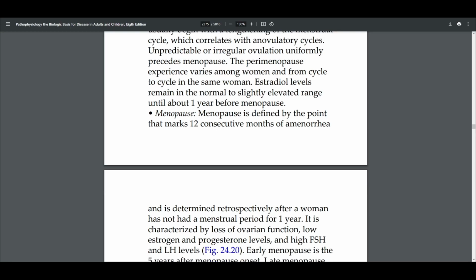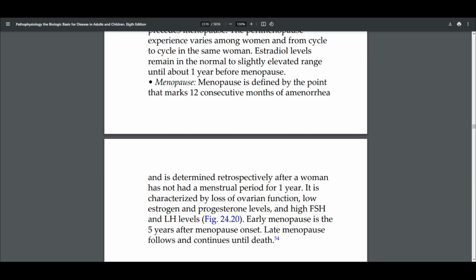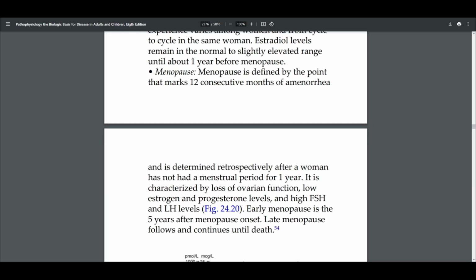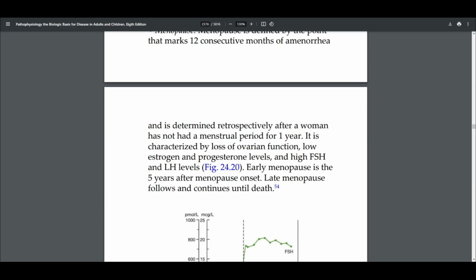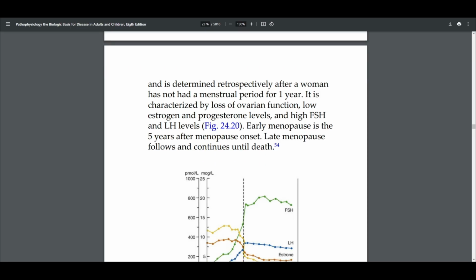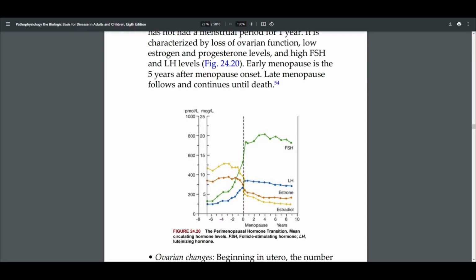Menopause is defined by the point that marks 12 consecutive months of amenorrhea and is determined retrospectively after a woman has not had a menstrual period for 1 year. It is characterized by the loss of ovarian function, low estrogen and progesterone levels, and high FSH and LH levels. Early menopause is the 5 years after menopause onset. Late menopause follows and continues until death.